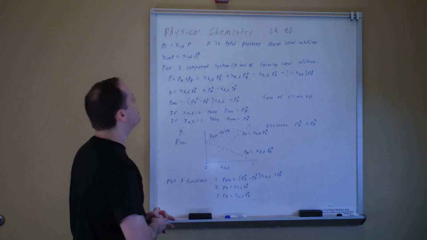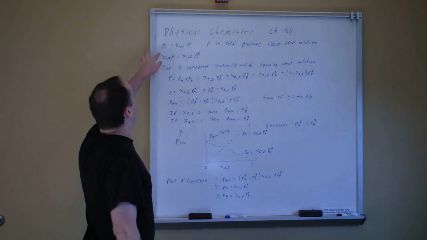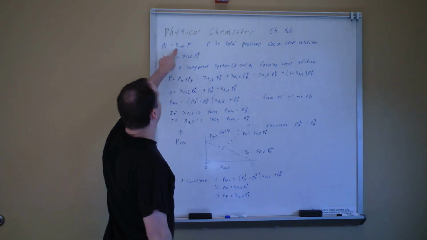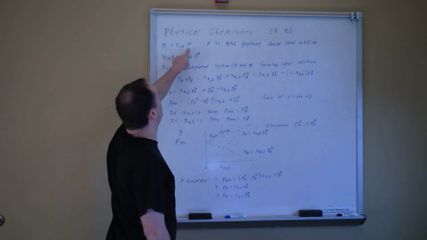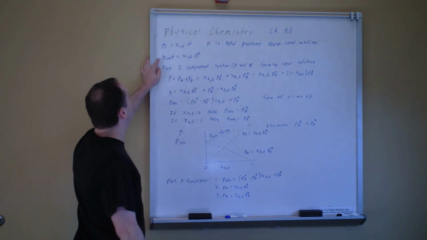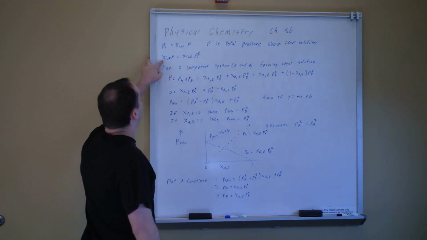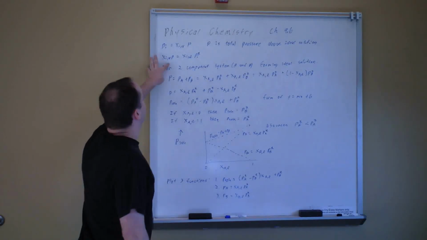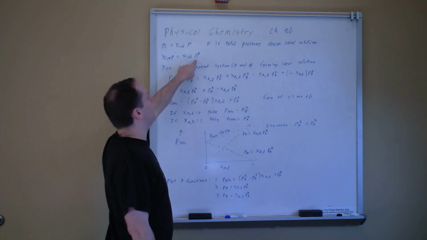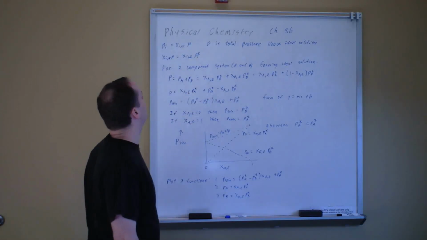Continuing on physical chemistry, chapter 9, section 6. We can say that the pressure of substance I is equal to the mole fraction of I in the vapor phase times the total pressure above the solution, or in the gas phase. We know that the mole fraction of I in the vapor phase times pressure is also equal to the mole fraction of I in the liquid phase times the unmixed pressure.